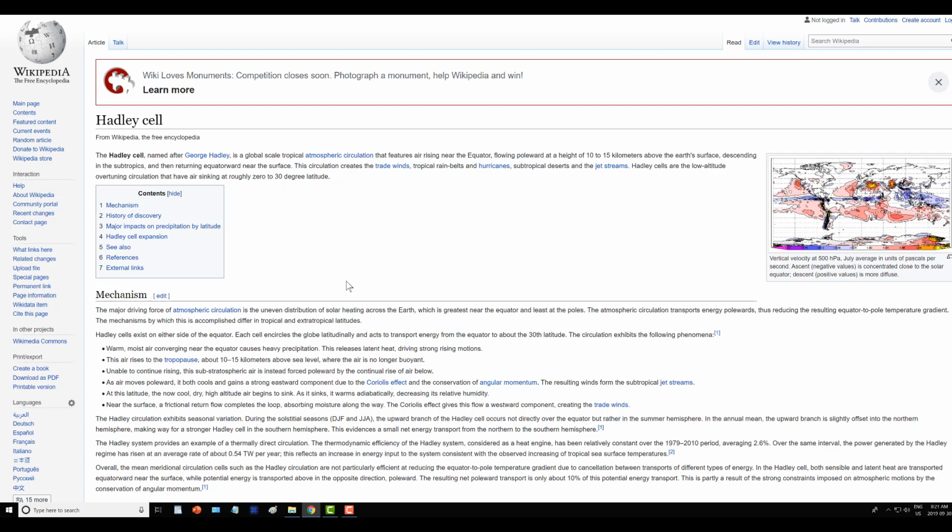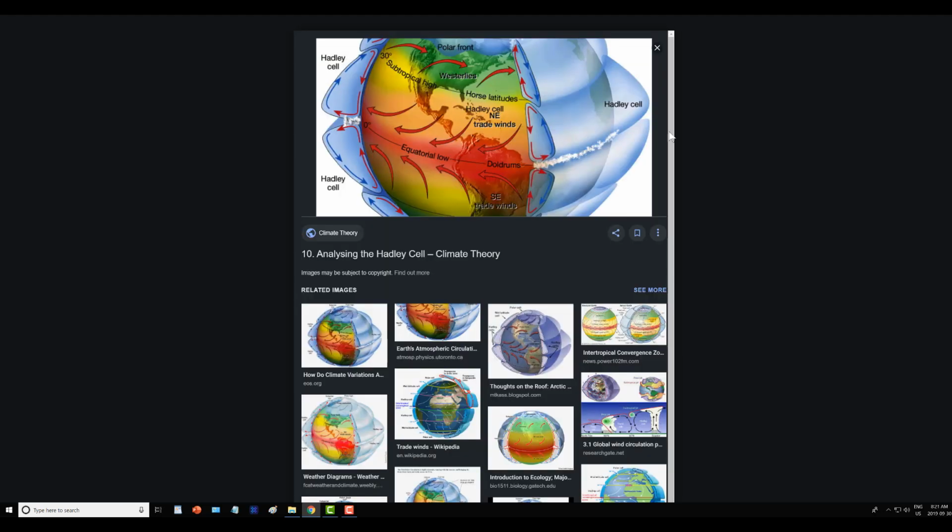Hadley cells are the low-altitude overturning circulation that have air sinking at roughly 0 to 30 degree latitude. So that of course would be this, but gravity doesn't do this, okay? And you can't just sit there and say trade winds form Hadley cells, because that's nonsense and not science. Hadley cells are there for a reason, and the reason is due to electromagnetism.